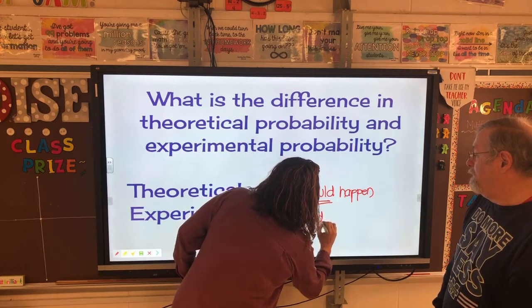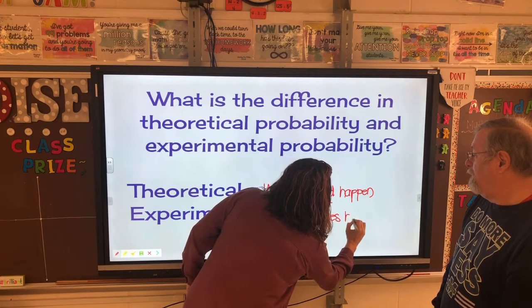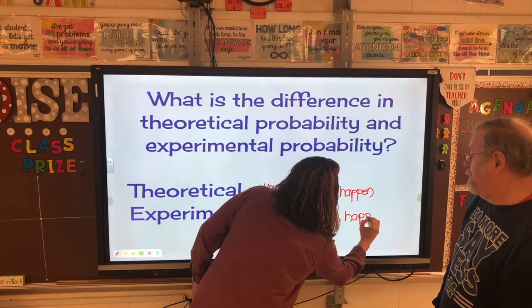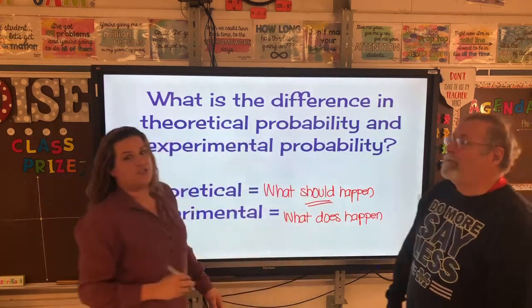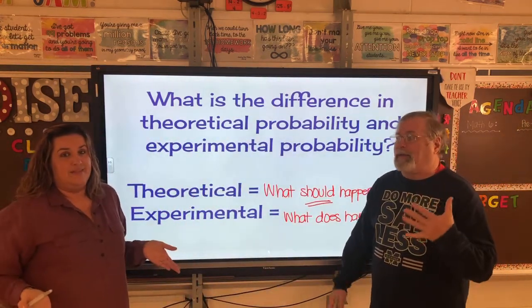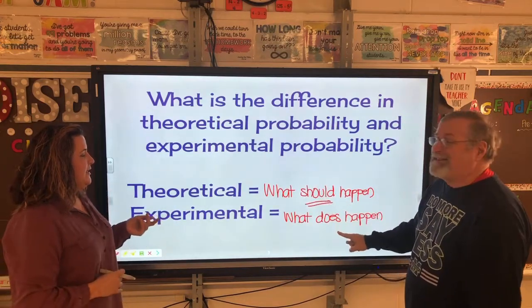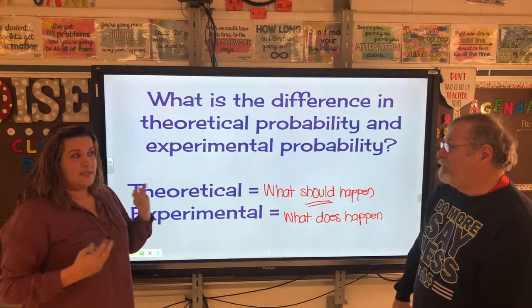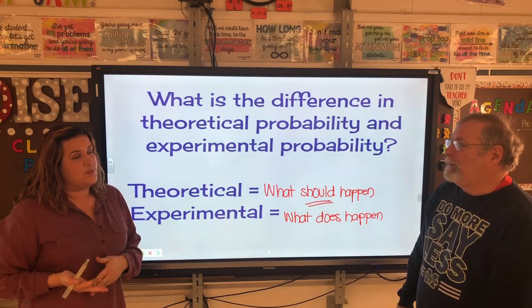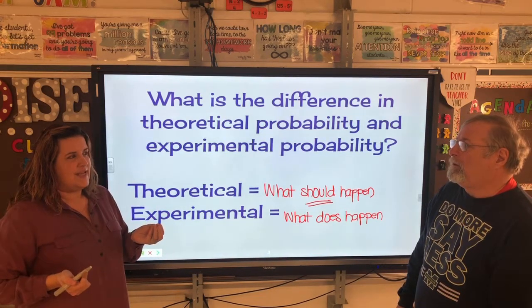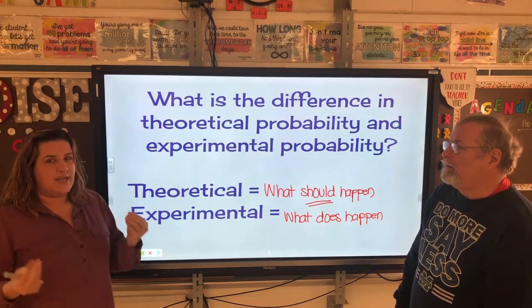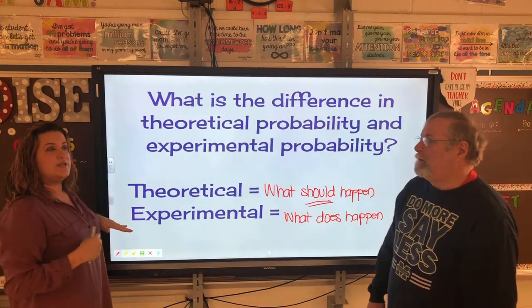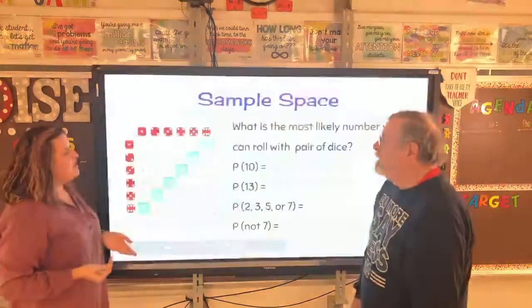So what should happen is theory. What does happen is the actual experiment you're going to do. That's the big difference: should versus does. We still write them both as fractions, and we can convert them to percents, so nothing changes in that sense. It's just understanding this is what should happen, and this is what does happen. So let's look at one.